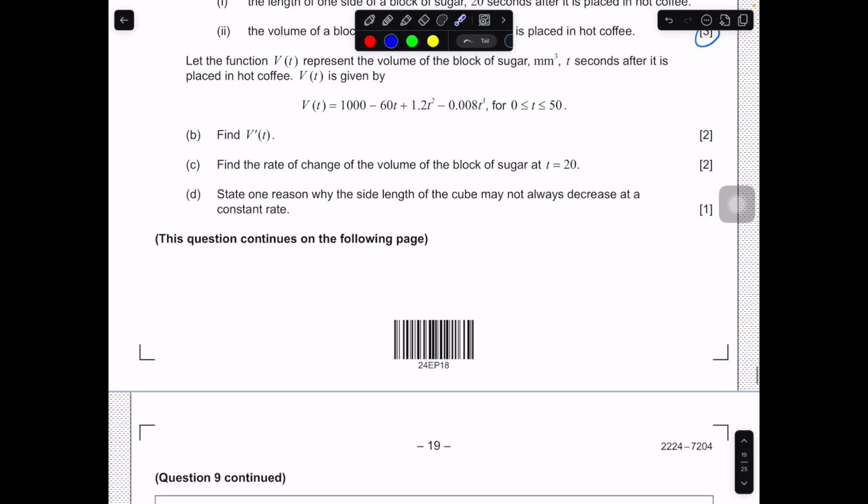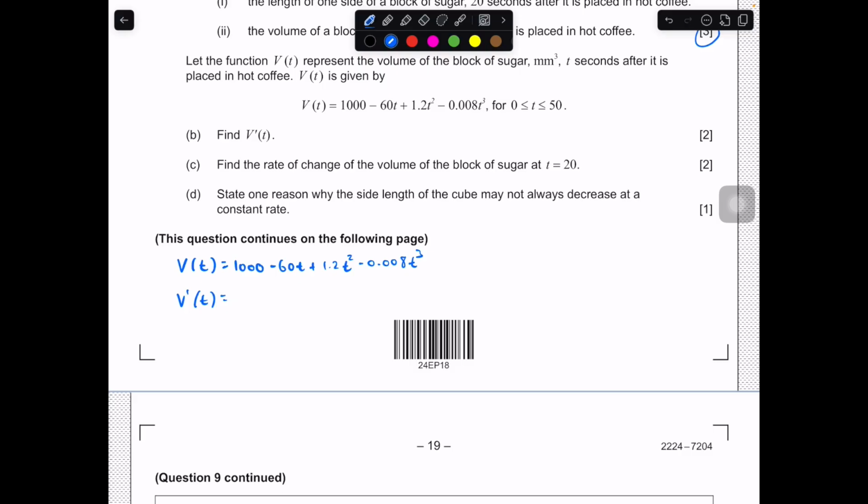I'm actually going to write this on the page just so I can look at this function at the same time. I'm going to write it right here. So V of t is equal to, I'm just going to write this function out, 100 minus 60t plus 1.2t squared minus 0.008t cubed. So 2-mark question, they're asking us to find the derivative.